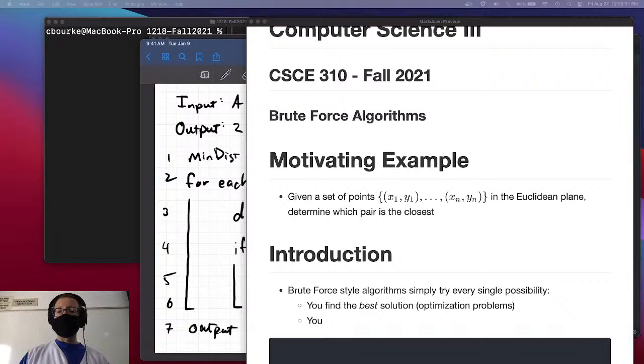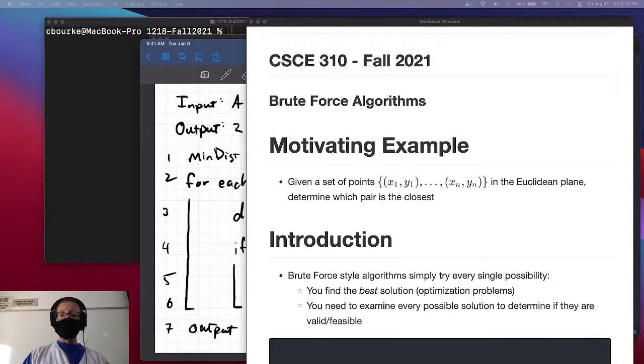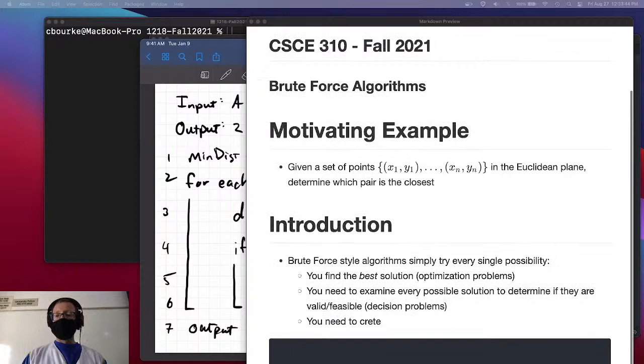You need to examine every possible solution to determine if they are valid or feasible, right? In other words, you don't even know if a solution exists. These are called decision problems, where you want to know, does there exist a solution? For example, with every pair of points, if I have at least 2 points, I know that there are 2 points that are closest to each other. You know that there is a solution. Other problems, you may not know that there's a solution at all. Satisfiability or Hamiltonian path, these are things that we'll look at later on that are not optimization problems. You just want to find simply a solution. Does a solution exist? Or you need to create a solution. These are called functional problems.